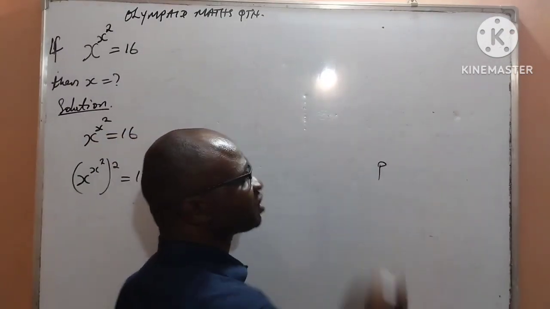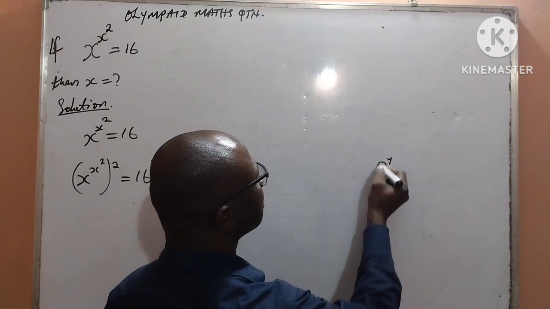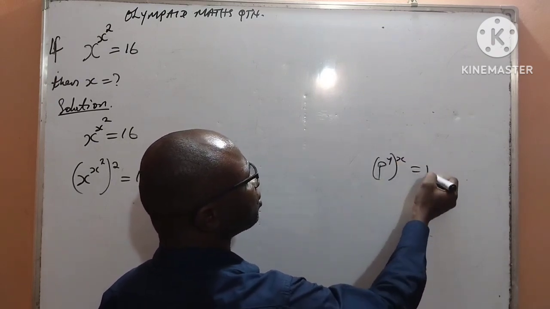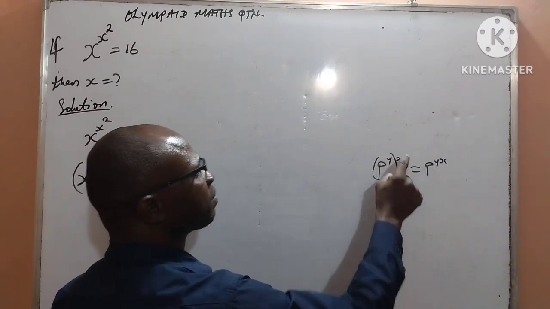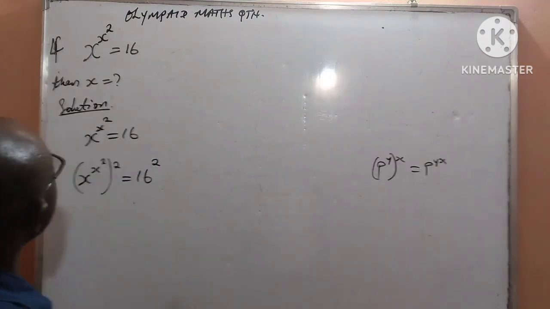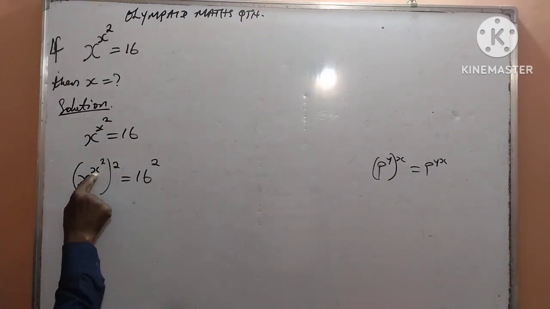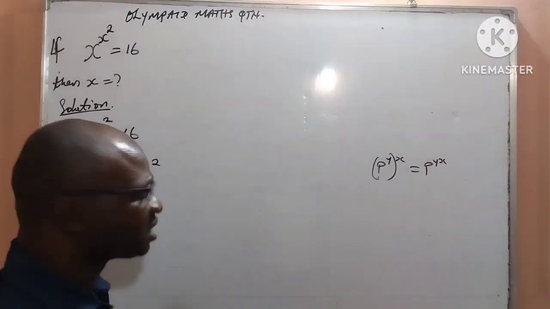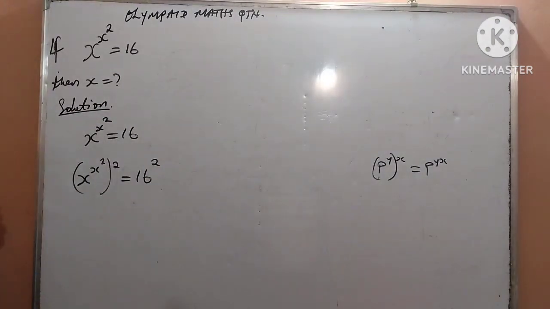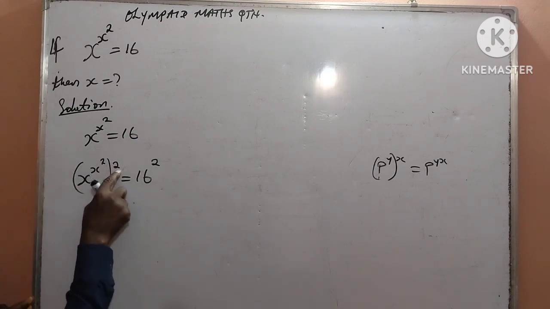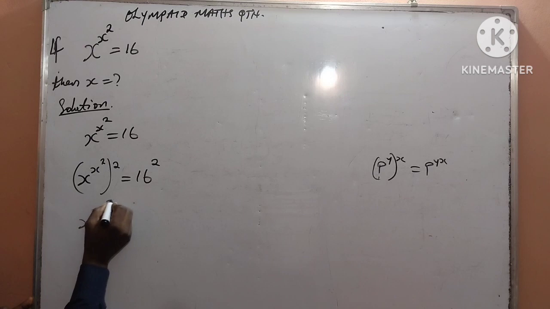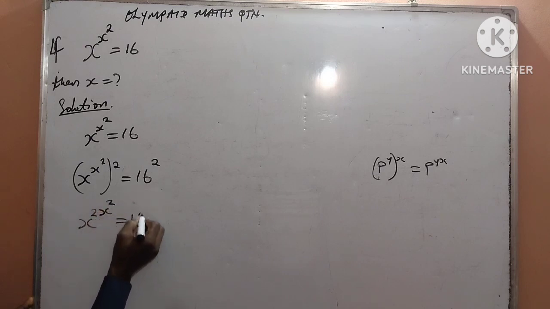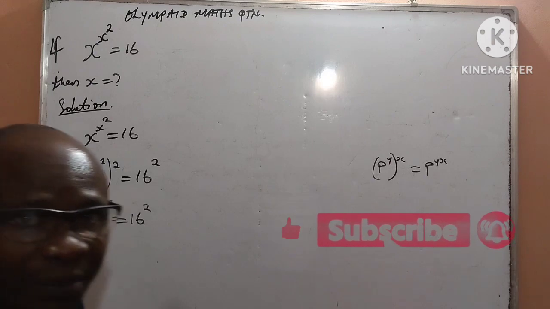Now, by law of indices, if p is raised to power y also raised to power x, it is equal to p raised to power yx. What it means is that the power inside the bracket will multiply with the power outside the bracket. And when that happens, we are going to apply it here because the law says it is very correct. That is an exponential law in indices. So I will multiply x raised to power 2 by 2, and it's going to give me x raised to power 2 x raised to power 2 equal to 16 raised to power 2. That is what it will be now.